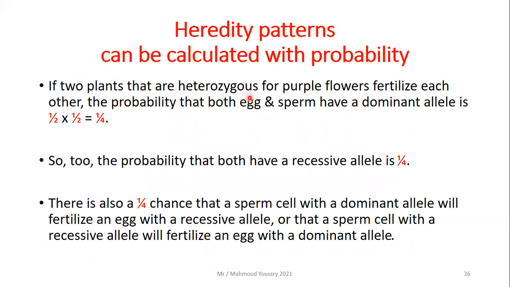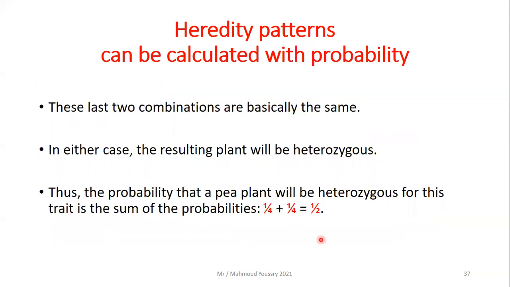If 2 plants that are heterozygous for purple flower fertilize each other, the probability that both egg and sperm have a dominant allele is half times half, equals 1/4. Also the probability that both have a recessive allele is 1/4. There is also a 1/4 chance that a sperm cell with a dominant allele will fertilize an egg with a recessive allele, and vice versa, a sperm cell with the recessive allele fertilizing an egg with the dominant allele.